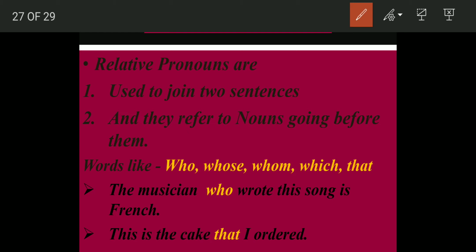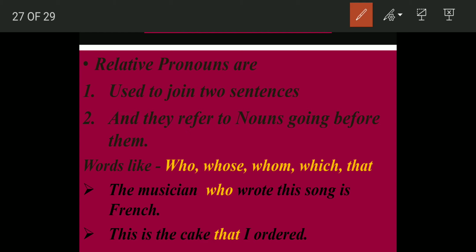Interrogative pronouns are used to ask a question. Whose book is this? Who, this house belongs to whom? When you are asking a question, then it is an interrogative pronoun. But a relative pronoun is used to join two sentences and it is used to refer to the noun which is used in the subject. For example, the musician who wrote this song is French. Is this a question? No, this is not a question. This is a statement given. That means that this is not an interrogative pronoun.